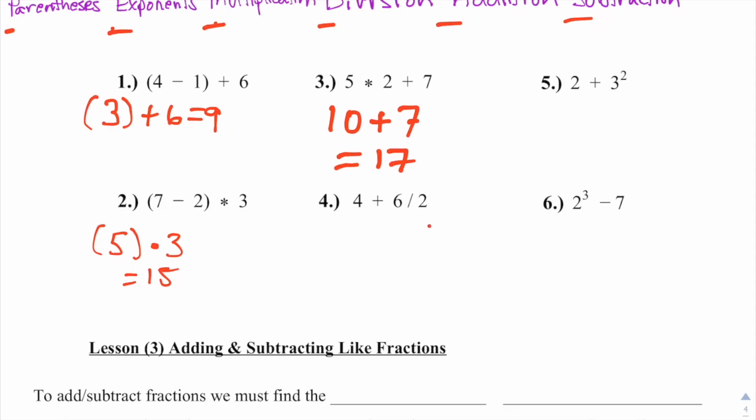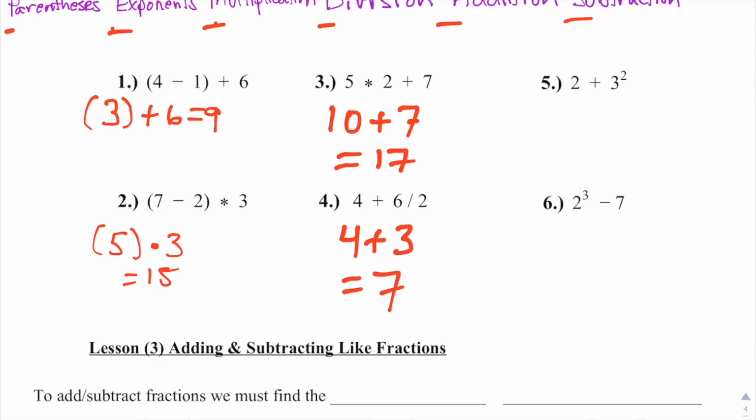Moving on to example number 4, we again have three terms. We have two operations. Well, division comes before addition in our PEMDAS order of operations, so we have to do that first, even though the addition is further to the left in the expression. 4 plus 6 divided by 2, well, 6 divided by 2 is 3, and then we just simply have 4 plus 3 left, which gives us 7 as the solution.